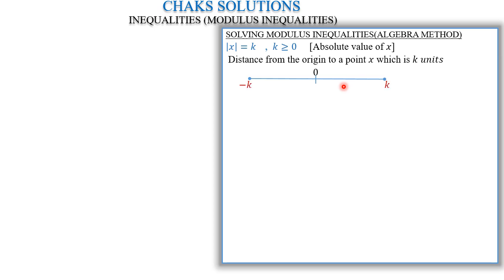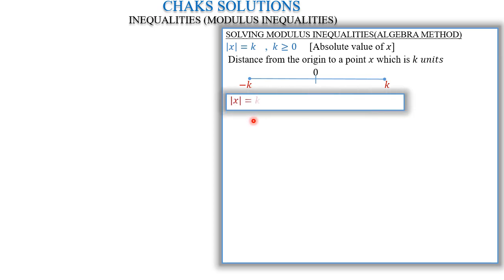Alright, so you can see we have the number line and we have the origin. Moving from the origin to a point k, which is on the x-axis, and moving from the origin to another point, minus k, which is also on the x-axis. The distance to the point k is equal to k, and the distance from the origin to the point minus k is also equal to k. So the possible values of x are x equals k, or x equals minus k. So the absolute value of x equals k means x equals k or x equals minus k.